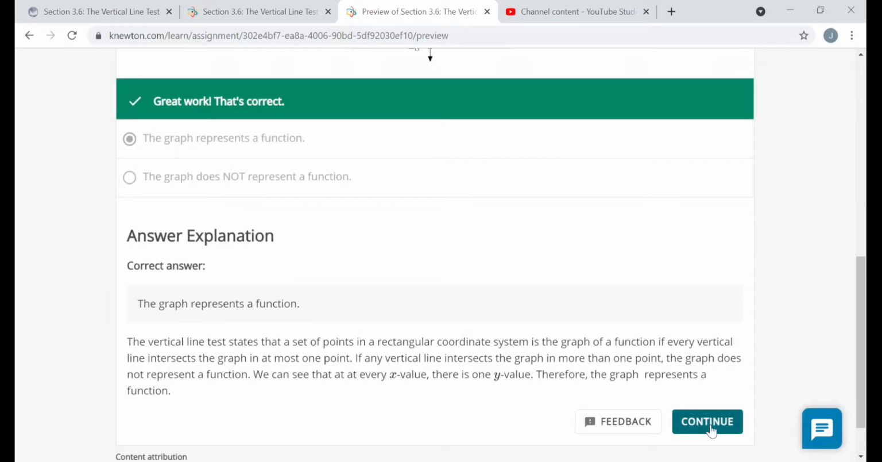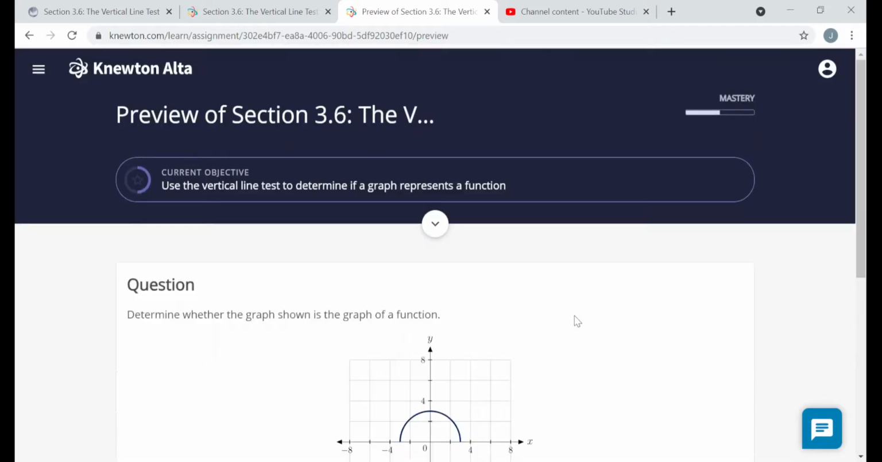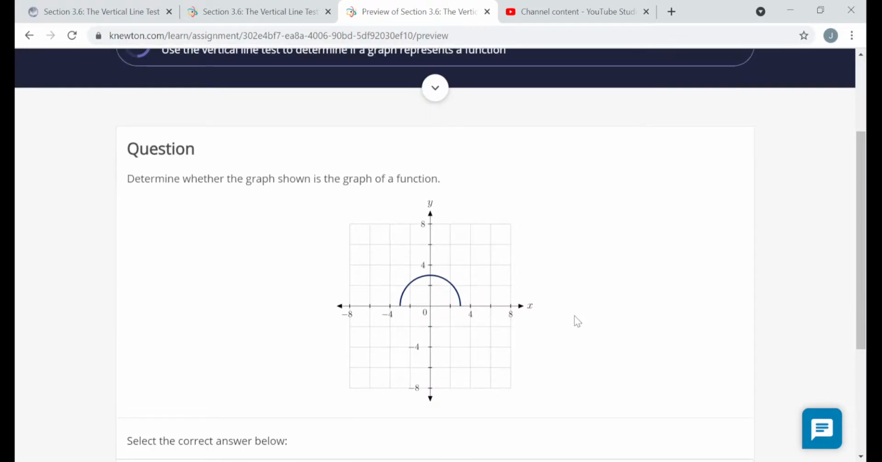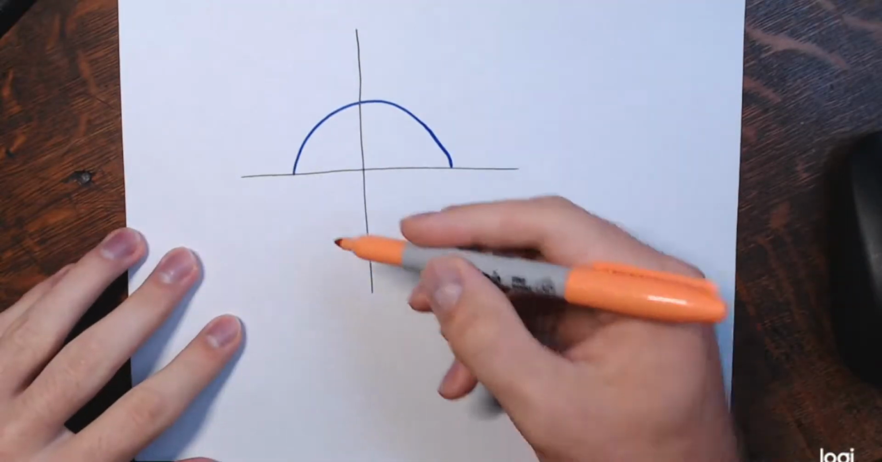Alright, so again, a little tricky there because my hand drawing was bad, but let's move on. Same thing. Alright, so again, I'm going to draw a rough sketch by hand. It's just like a semicircle. Alright, something like this.